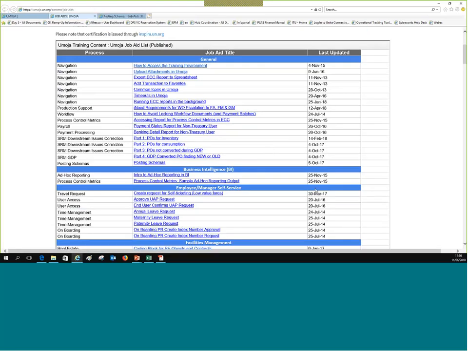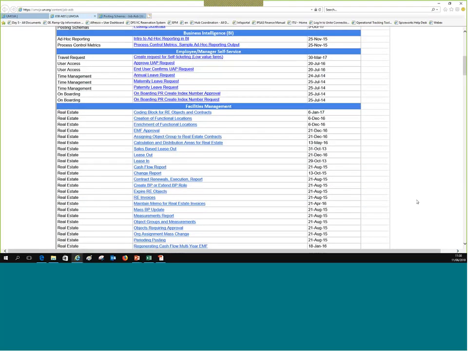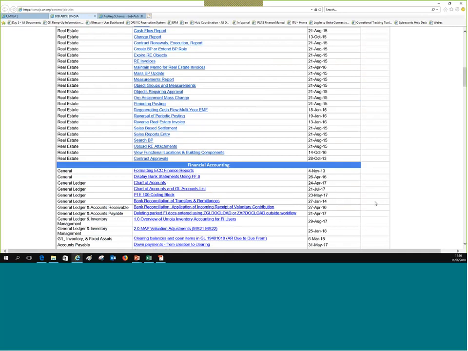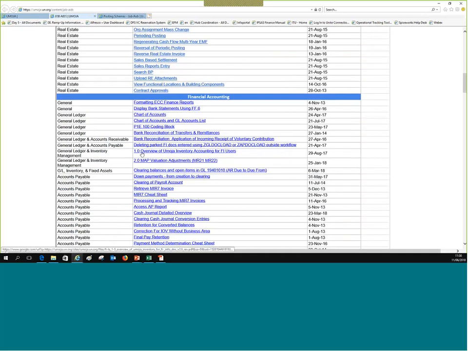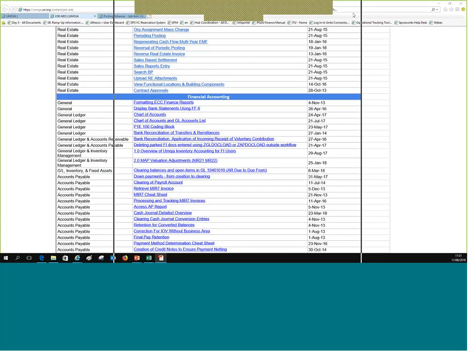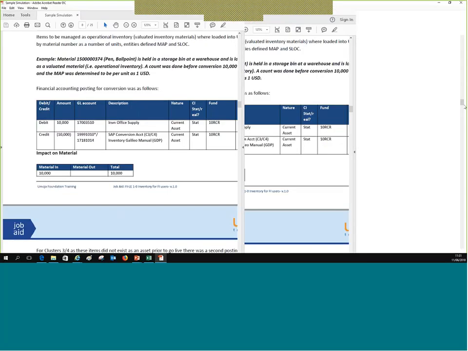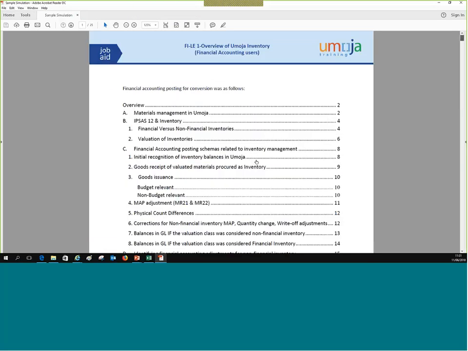Another job aid that is very important for you is this one. It's under financial accounting and it's called Overview of Umoja Inventory Accounting for FI Users. You should get this job aid and read it carefully. Maybe not all the sections, but if I open the job aid, you will see that it's an excellent job aid that Chris Vickery produced. And you can go to different sections to get a better idea of the concept that we explained.